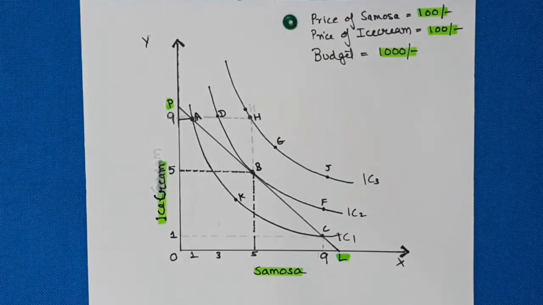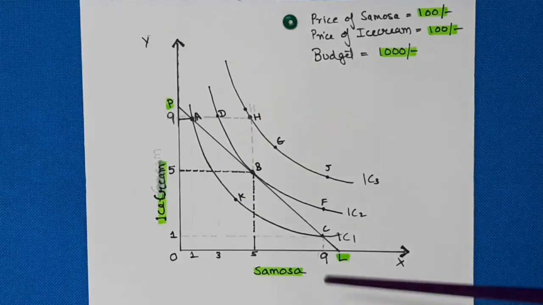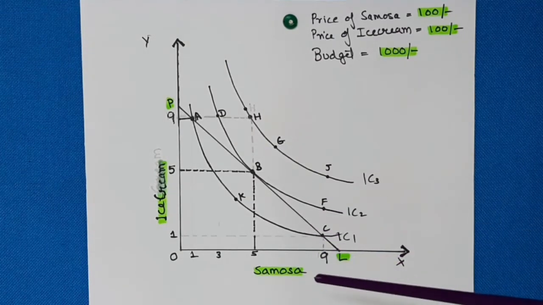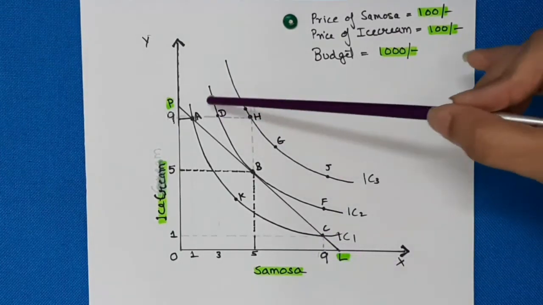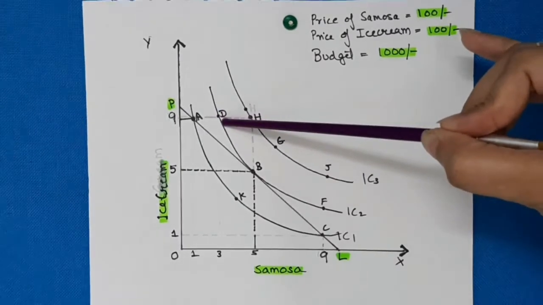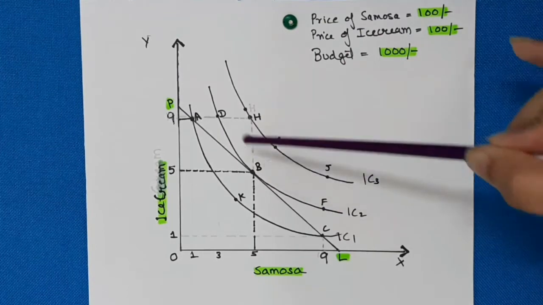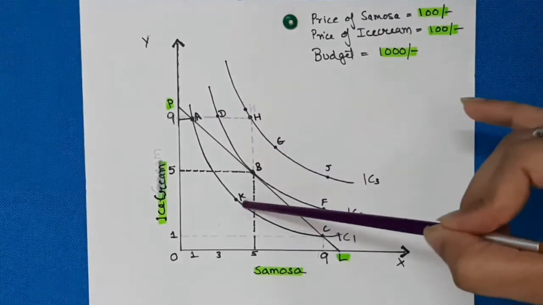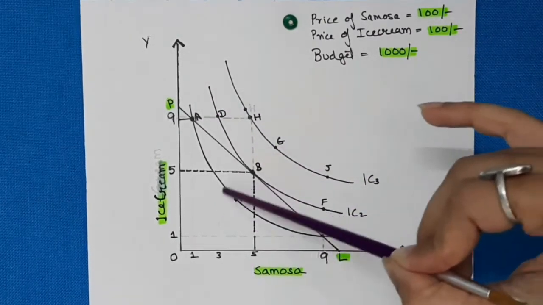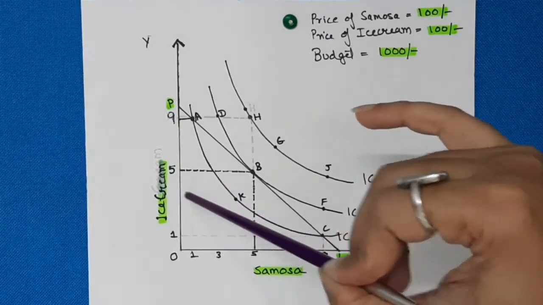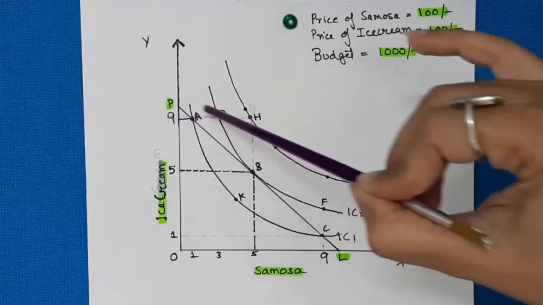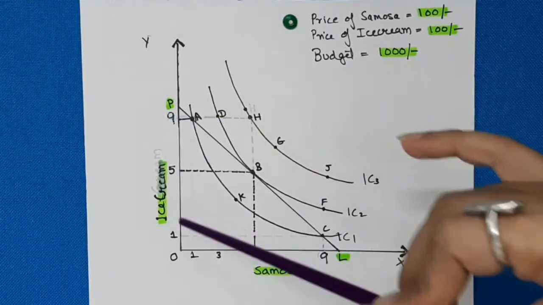Okay, now what will be the consumer's equilibrium in this case? You can see that all the points outside the budget line are out of the question. So we will remove these points. We can't reach D, H, G, J, F. What is available to us is A, B, C and K. K is also available to us because we can buy some amount of ice creams and some amount of samosas, because it is inside the budget line, right?